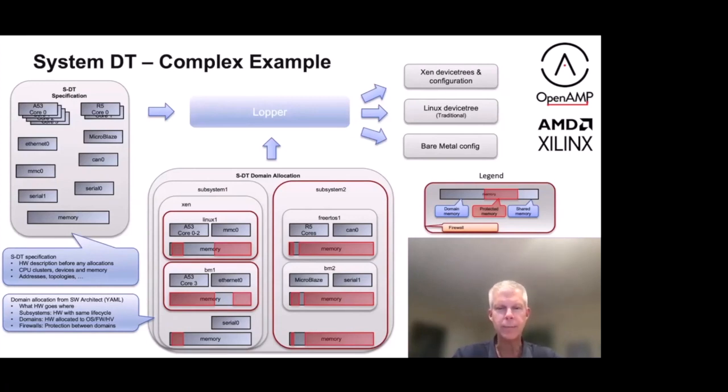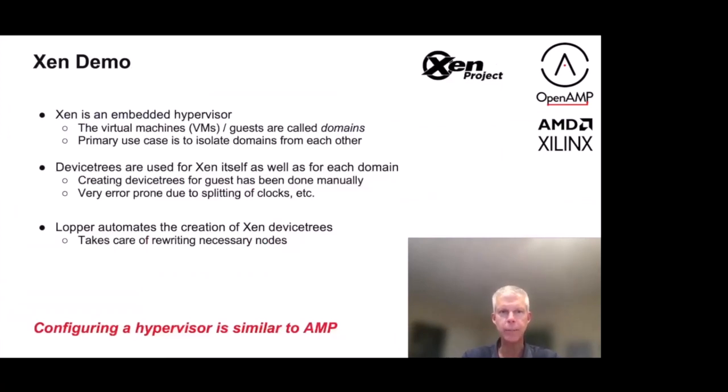And then we have another subsystem with FreeRTOS on a couple of R5 cores, and we have a bare metal partition on the MicroBlaze. So again, this is just showing how sophisticated it can become when you have these modern SoCs that have lots of different execution areas. What we're going to show in this particular example is more the Xen part of this.